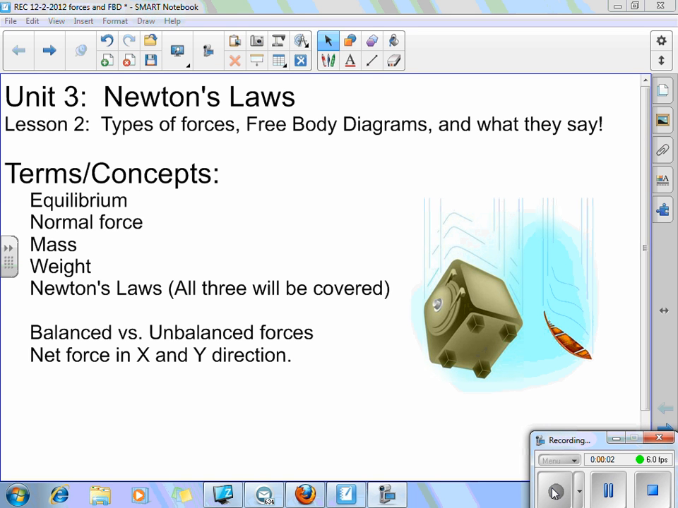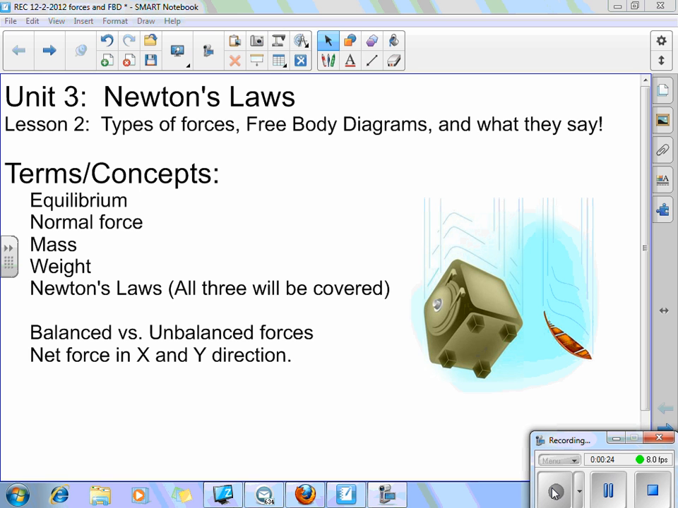Hello and welcome to the second video in the Newton's Law unit. In this video we are going to look at the different types of forces that we'll be investigating within this unit, except friction. And we will look at free body diagrams, how to draw them, and what they say. We'll also, during the process of this, talk about contact and field forces, which are two important types of forces that can act on objects.